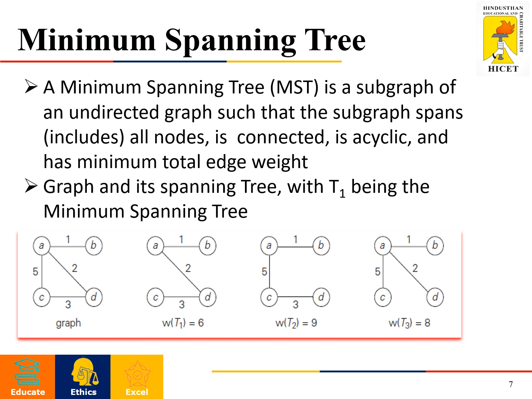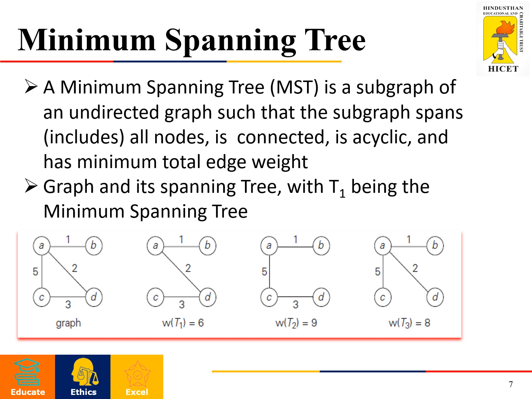Next one is minimum spanning tree. The definition of minimum spanning tree is a subgraph of an undirected graph such that the subgraph includes all nodes, is connected, and this minimum spanning tree is an acyclic graph which contains only minimum number of weights. All the vertices are connected with minimum weighted edges.